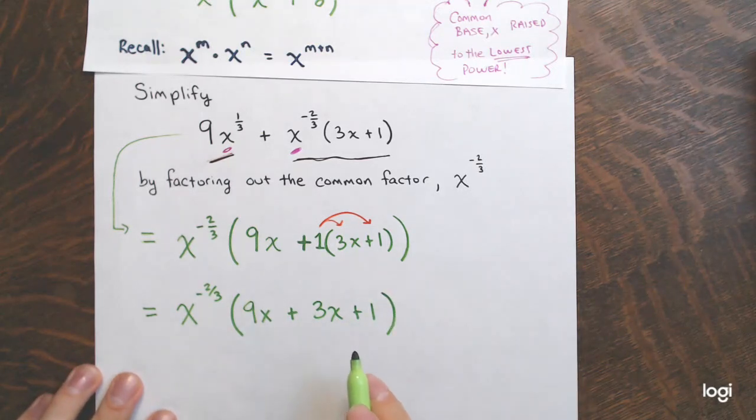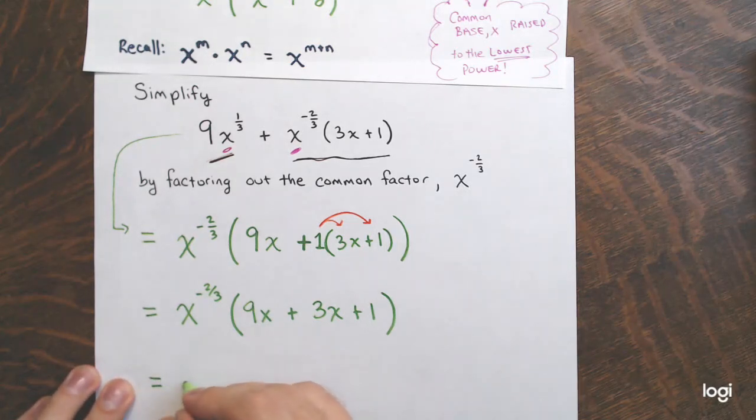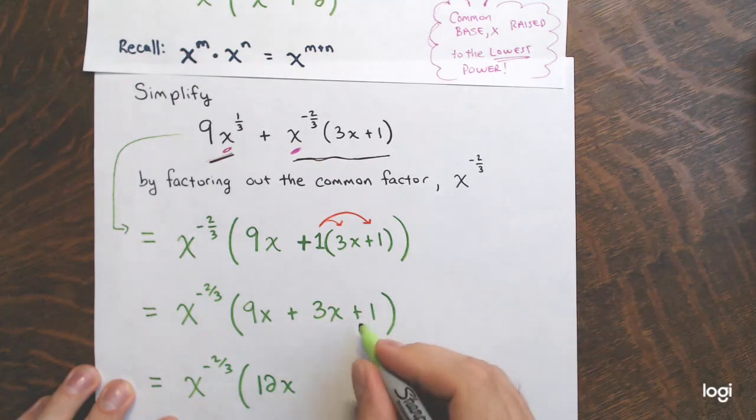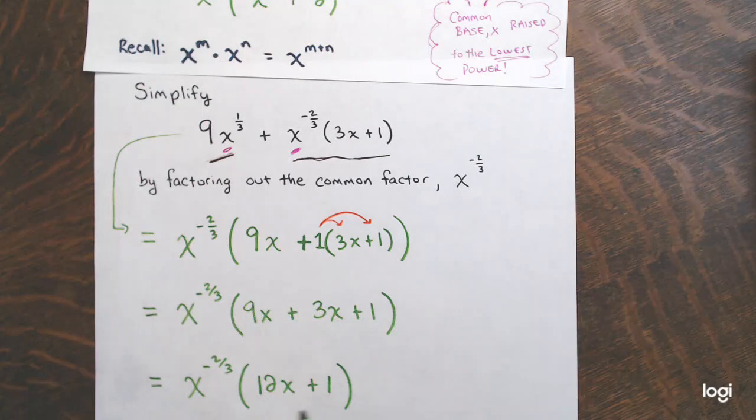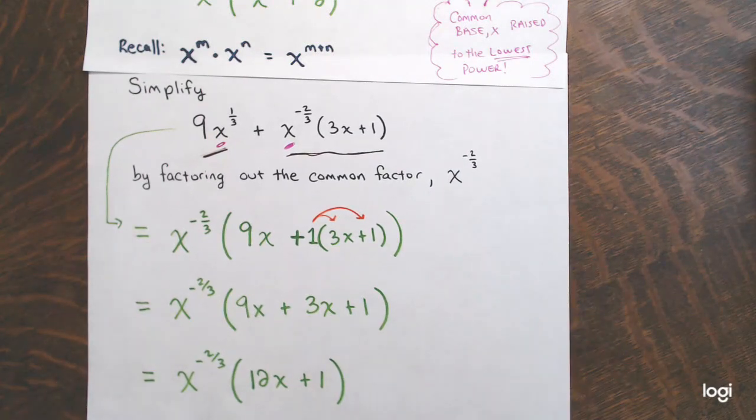Not really necessary. And look inside again the big set of parentheses. There are some like terms. There's 9x and 3x. Those go together to make 12x. So this is x to the negative 2/3 power times, and then 9x plus 3x makes 12x, and then you got the plus 1 still in there, and close the parentheses. All right, and this is great.